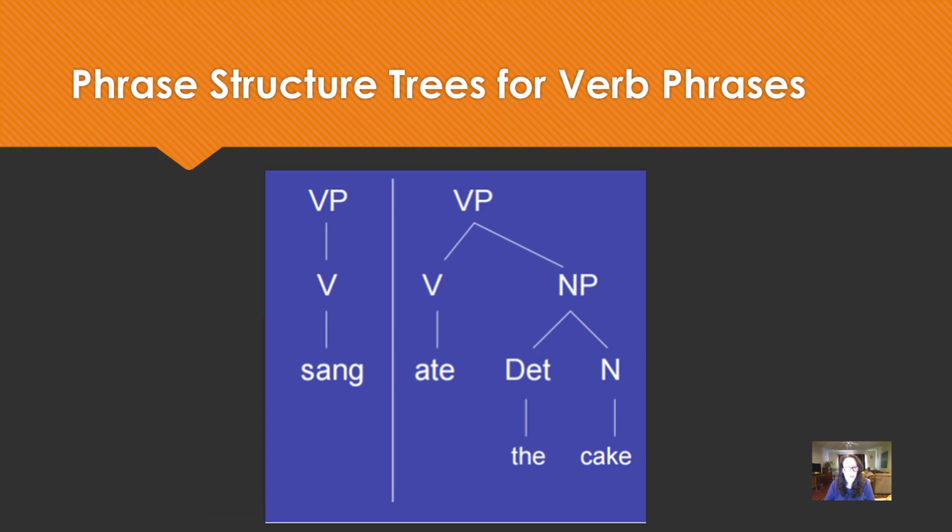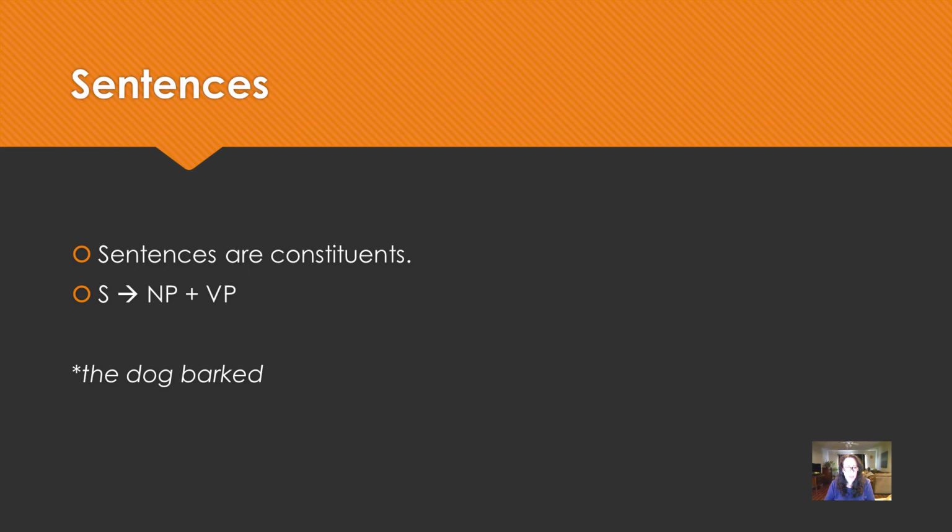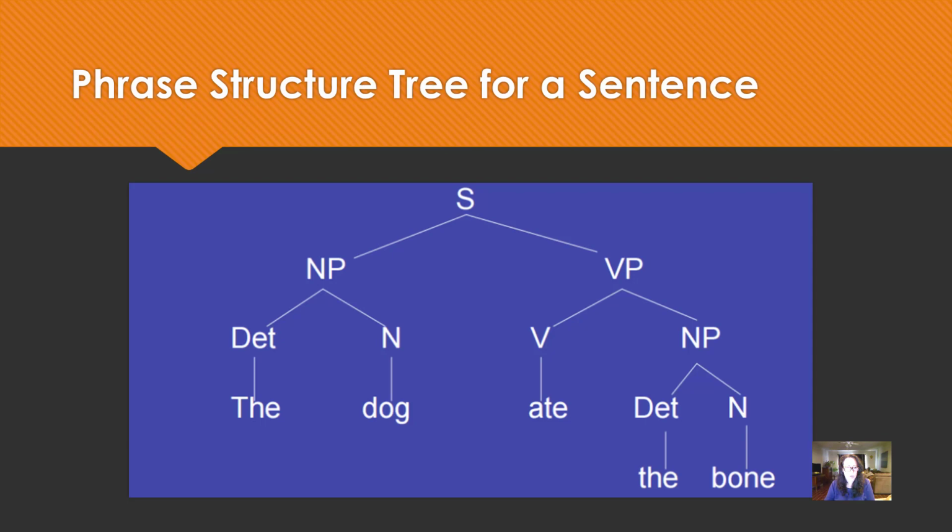Here's an example of what a tree would look like for a verb phrase. And then the largest constituent that we're going to deal with is a sentence. So a sentence in English is always made up of a noun phrase plus a verb phrase. And then if we want to go deeper, we can look at what makes up noun phrases and what makes up verb phrases. But this is always going to be what sentences look like. And here's a tree for a sentence. It's always going to have that branching at the top with the S on the top, and then the NP going to the left and the VP going to the right. That is just how English sentences are.